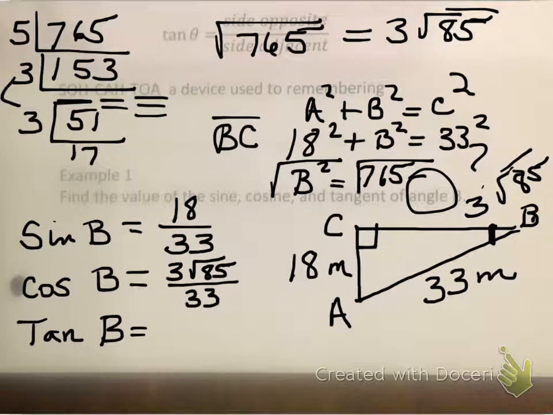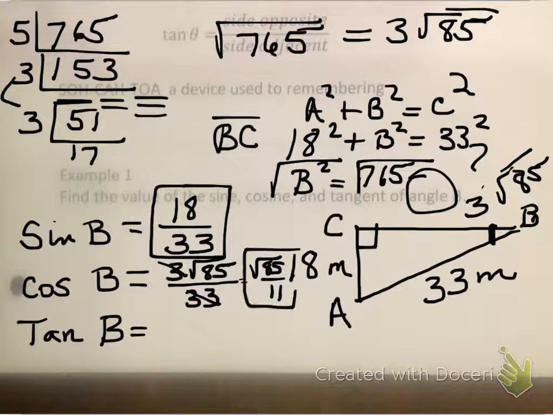Now this will reduce, if you look at it closely. 3 and 33 will cancel each other out, leaving 11. So I have rad 85 over 11. Be sure and circle your answers on your homework. Makes it easy to grade in all this mess.